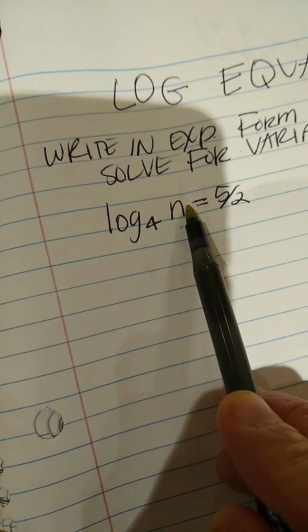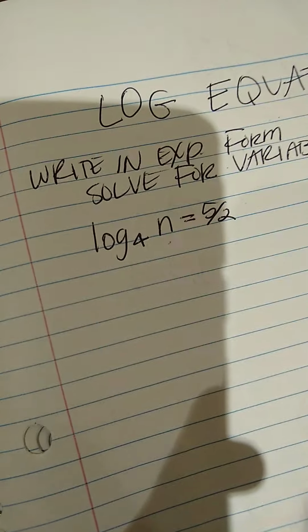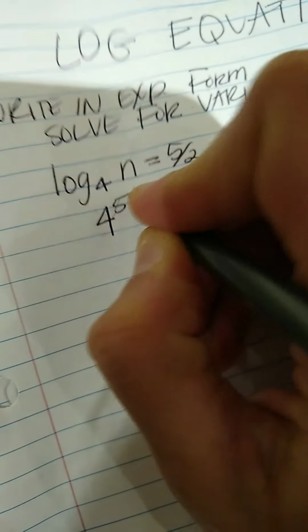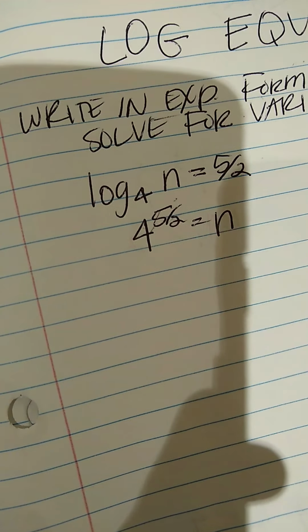So if I have log base 4 of n equals 5 over 2, I'm asking myself, 4 to what power will give me n? Well, 4 to the 5 over 2 will equal n. So I write it like this, 4 to the 5 over 2 equals n. How do we solve this? Well, we can put it into our calculators.